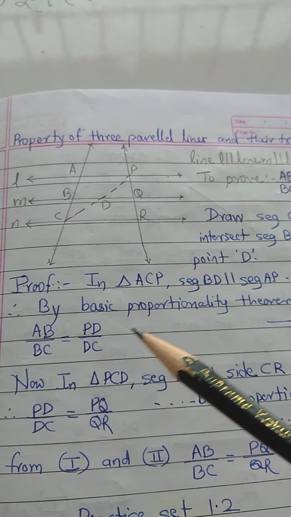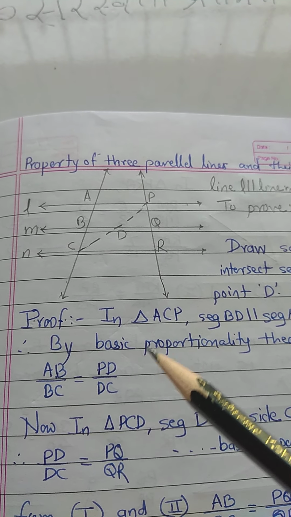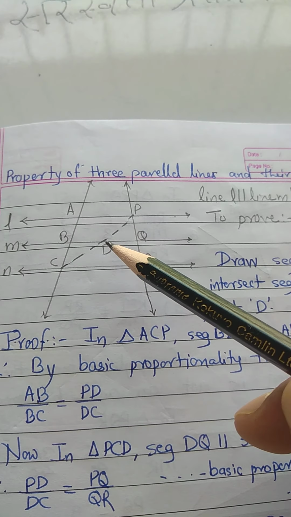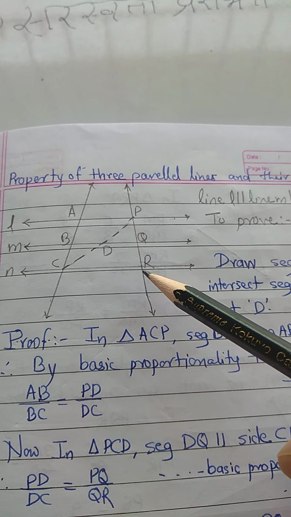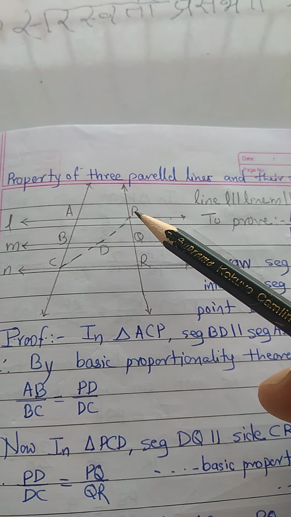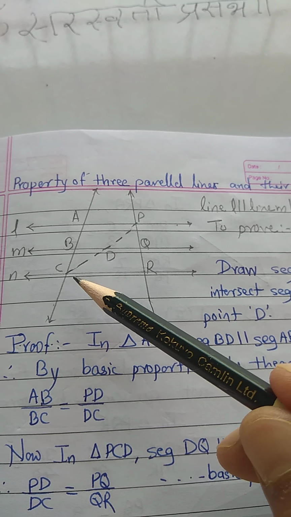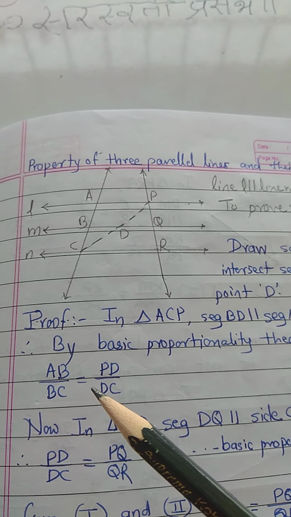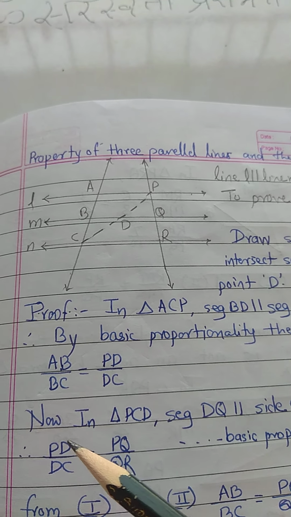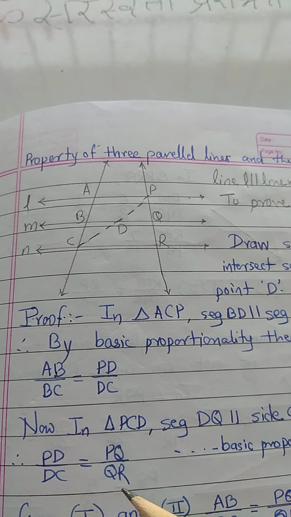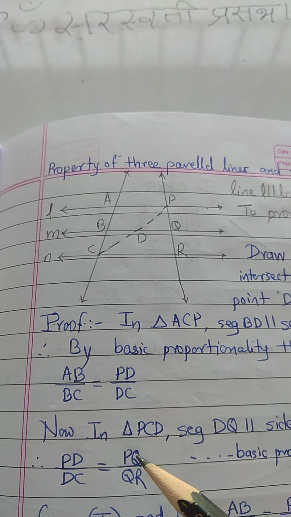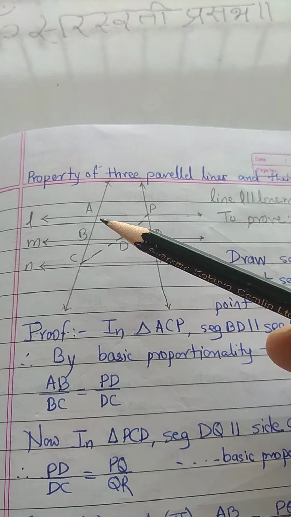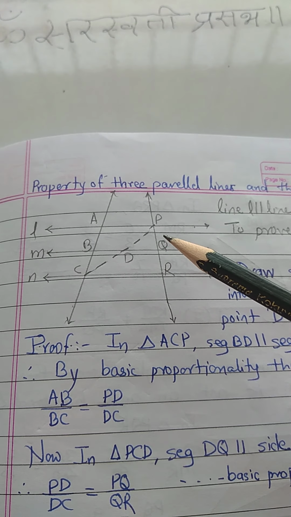See here. In triangle PCR, DQ is parallel to CR. It is given. Therefore, PD upon DC is equal to PQ upon QR. See here. AB upon BC is equal to PD upon DC. PD upon DC equal to PQ upon QR. Therefore, AB upon BC equal to PQ upon QR. Hence the proof. We wanted to prove that AB upon BC equal to PQ upon QR.